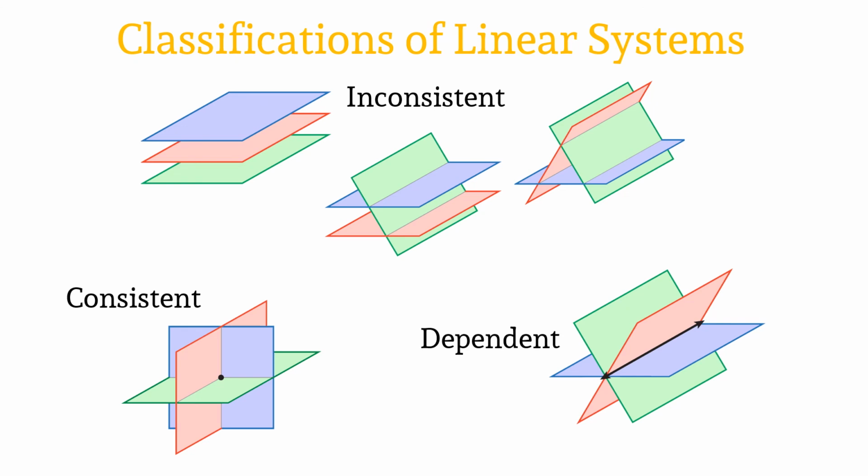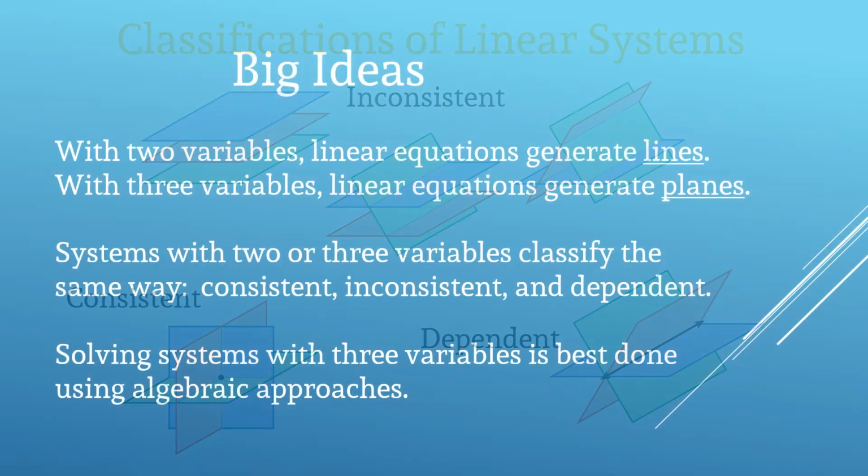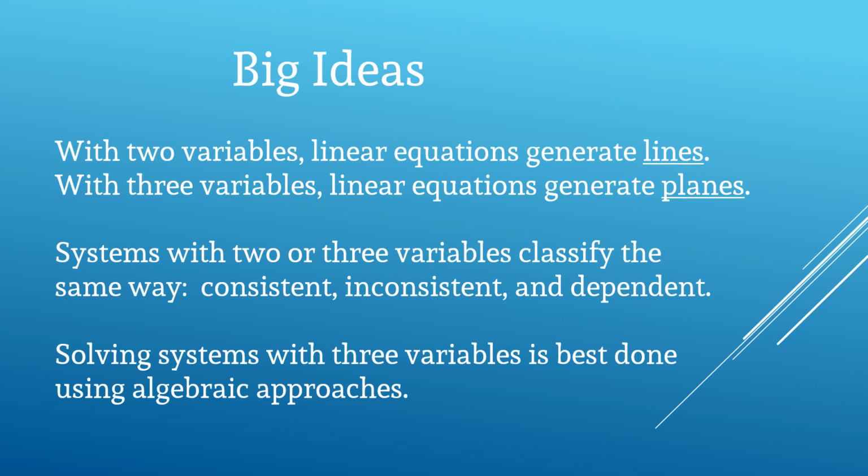So the big ideas you need to take away from this are, number 1, while in 2 dimensions linear equations generate lines, in 3 dimensions linear equations generate planes. The second one, as with 2 dimensions, there are still 3 classifications of systems: consistent, inconsistent, and dependent. And finally, it's difficult to graph 3-dimensional systems on paper, so to solve the systems, we'll use algebraic approaches that include substitution and elimination.